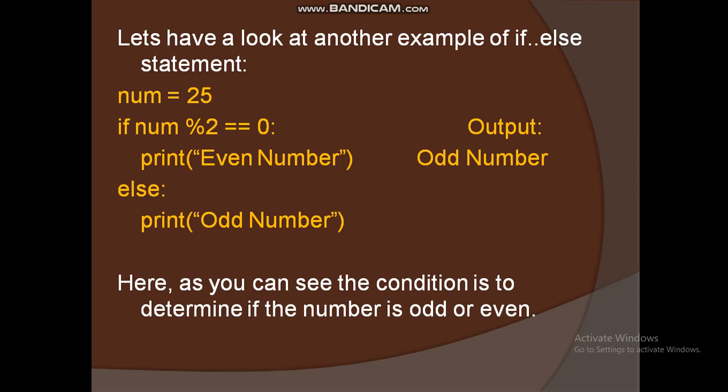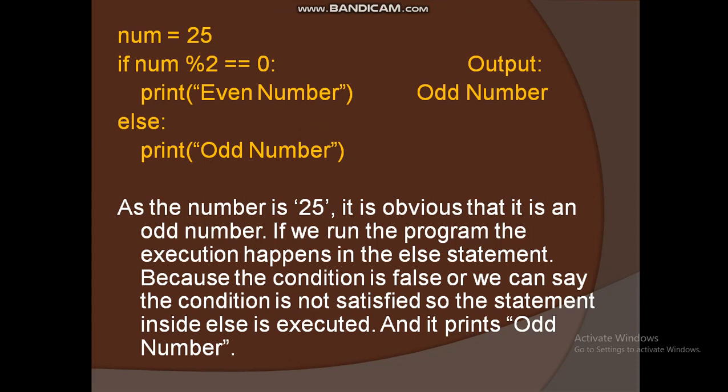Let's have a look at another example of an if-else statement. Here, as you can see, the condition is to determine if the number is odd or even. As the number is 25, it is obvious that it is an odd number. If you run the program, the execution happens in the else statement because the condition is false, or we can say the condition is not satisfied. So the statement inside else is executed and it prints "odd number".